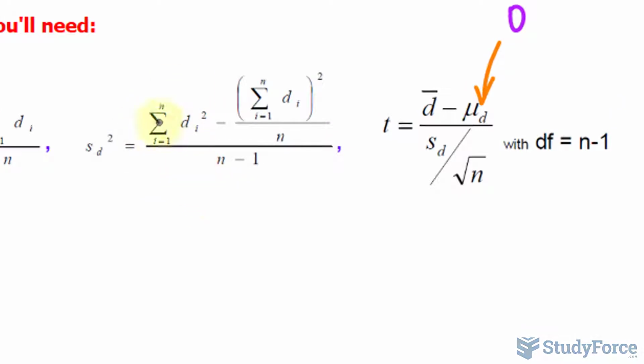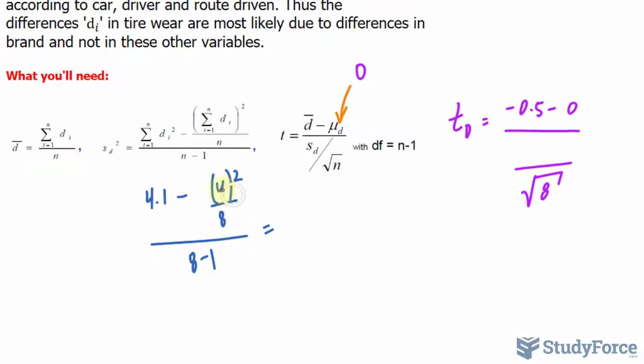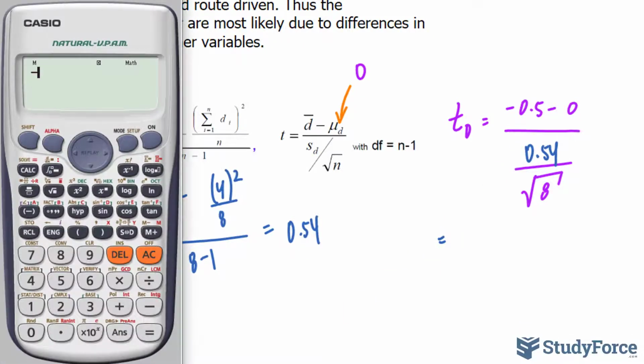Now taking those values and placing them into here, we get 4.1 minus 4 raised to the power of 2 divided by 8 over 8 minus 1. The value you get after computing this, and of course square rooting it because this is the variance, you need to square root it, goes into here, and it should equal 0.54. Calculating our t observed, we have negative 0.5 minus 0 divided by 0.54 over the square root of 8, and that gives us negative 2.61.